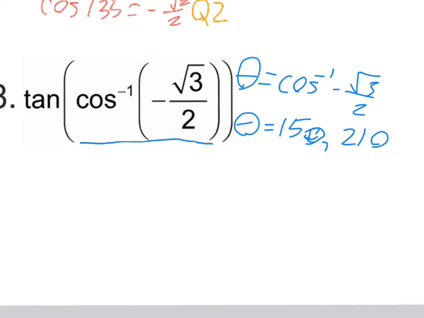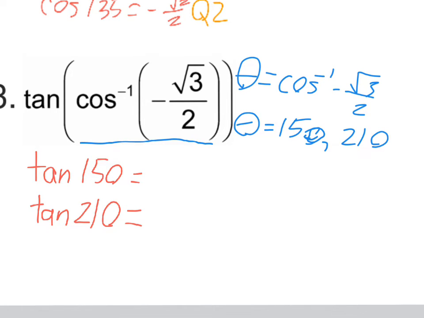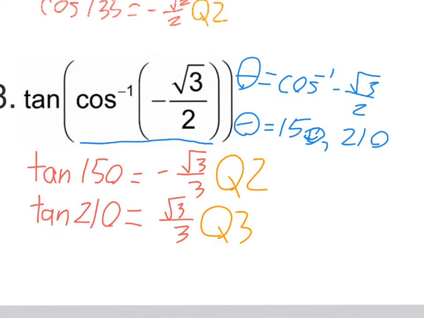So I can now rewrite this as the tangent of 150 is equal to something, or the tangent of 210 is equal to something. The tangent of 150 gives us negative square root of 3 over 3. The tangent of 210, positive square root of 3 over 3. 150 occurs in quadrant 2. 210 occurs in quadrant 3.